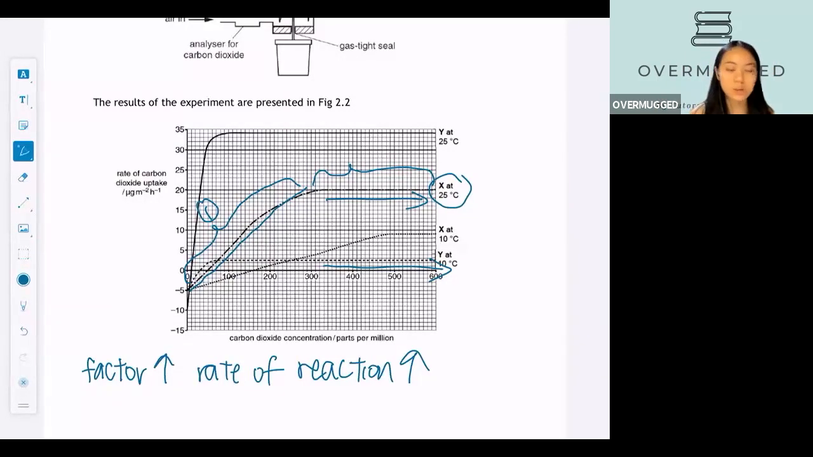Just because these are the three factors that we know. What is the limiting factor to photosynthesis? Okay. So limiting factor, just remember this. When the factor increases, the rate of reaction has to increase. So look at the x-axis, look at the y-axis.